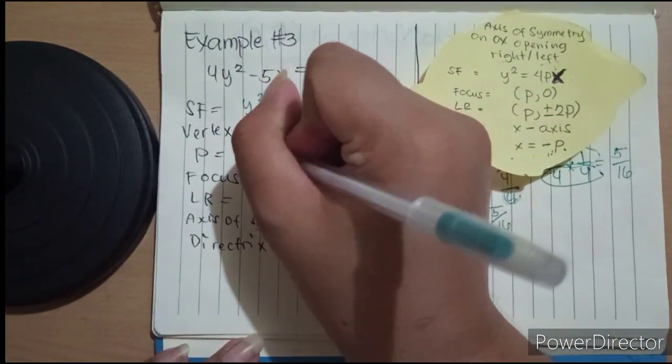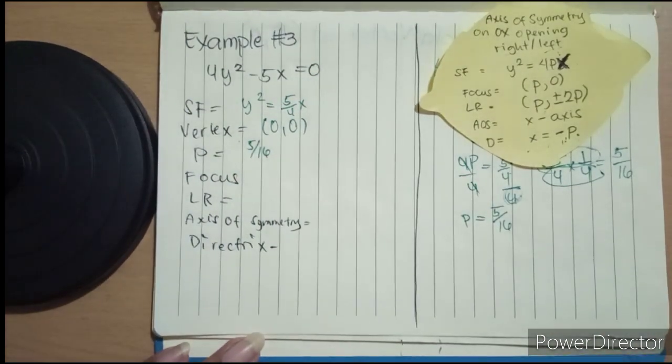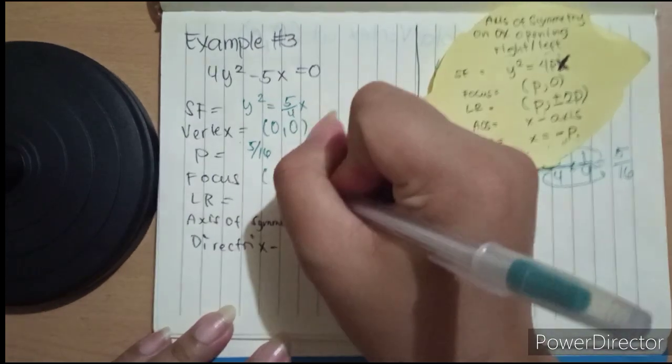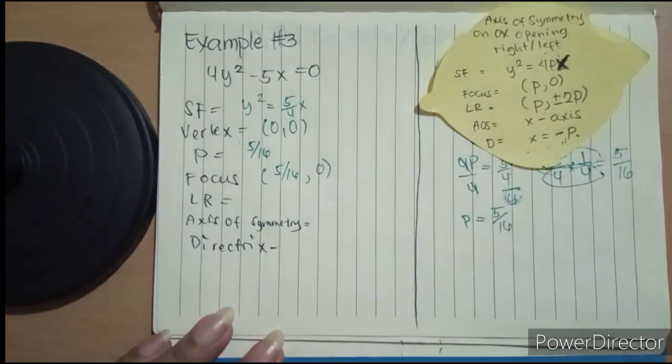So, let's rewrite it here sa answer sheet natin. We have 5/16. Since we already know the value of our p, we can simply substitute na po siya dito sa formulas natin. So, for the focus, we have the value of p, 0. So, ang p daw natin ay 5/16, tapos, 0. So, this is already our focus.